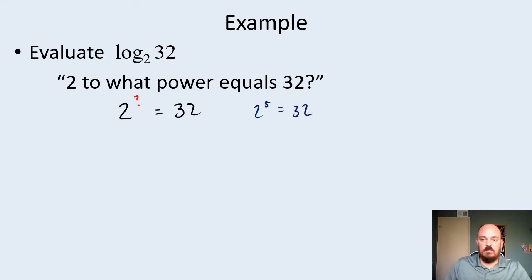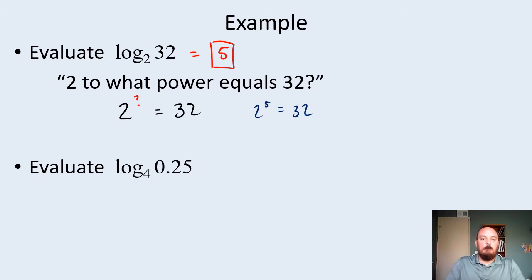That means the answer to the question, when I asked you to evaluate the log base 2 of 32, is just the number 5. It's asking you 2 to what power equals 32, and the answer to that question is 5. Okay, so let's evaluate the log base 4 of 0.25.